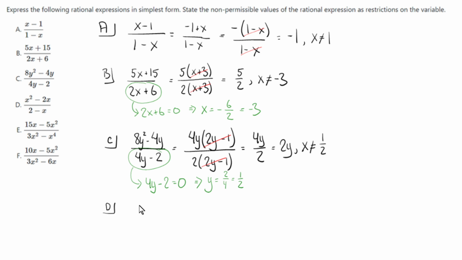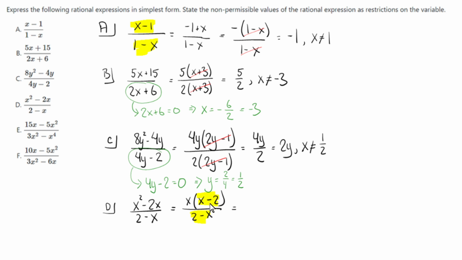In D, we have x squared minus 2x over 2 minus x. In the numerator, we can factor out an x, leaving us with x minus 2, and the denominator stays the same. Now, if we take a look at the binomial in the numerator and the binomial in the denominator, this is the same scenario we had in A, right here. So we now know that this can be rewritten as follows.